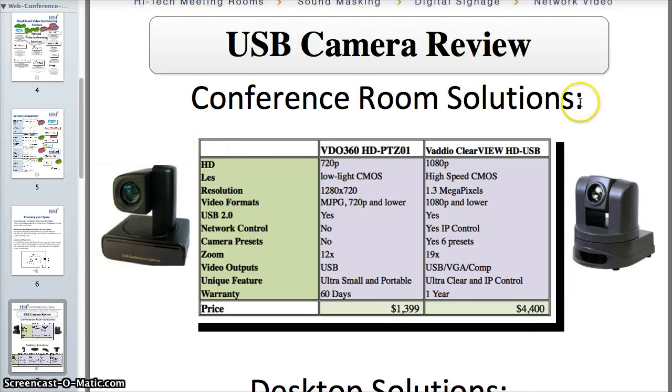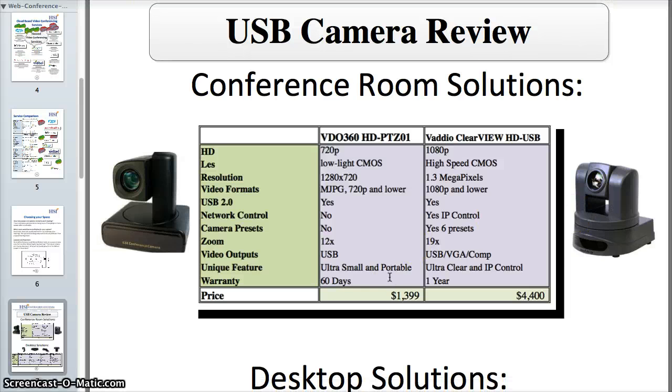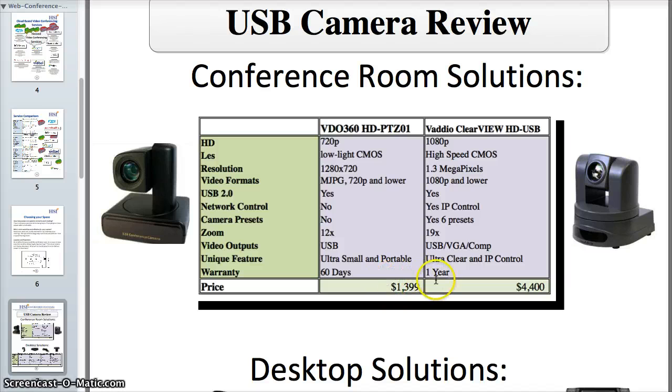Here we have two of the leading HD-PTZ-USB cameras on the market. The Vidtel 360 is a 720p HD-PTZ camera that uses USB 2.0. It has a 12x zoom and it is $13.99.